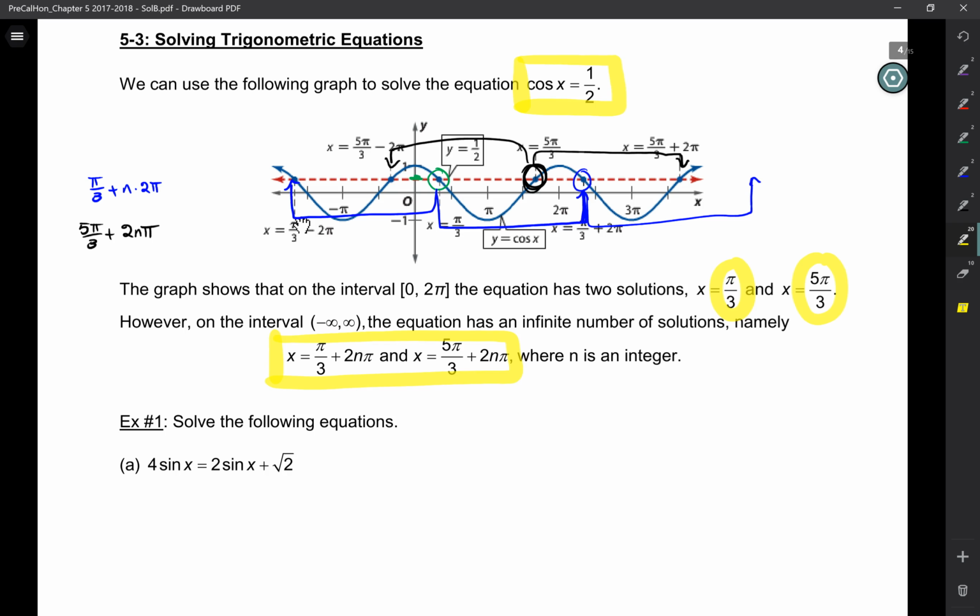All right? So now, the questions that you're going to be asked, you're going to be asked in two ways. One, it'll say solve the following equations. And when it says solve the equation, you assume that it's over the entire domain of all reals. And then you have to add your 2n pi's or your n pi's. Sometimes, though, it gives you a restricted domain, okay? And it just says over the domain 0 to 2 pi, in which case we just have to give the two answers, pi over 3 and 5 pi over 3.